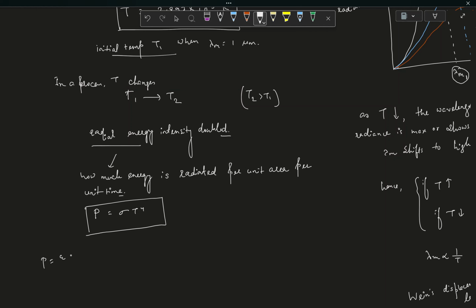Actually, it is P equal to epsilon sigma T to the power 4. But epsilon equal to 1 is taken, assuming the cavity radiator to be a perfect black body. Okay. The cavity.